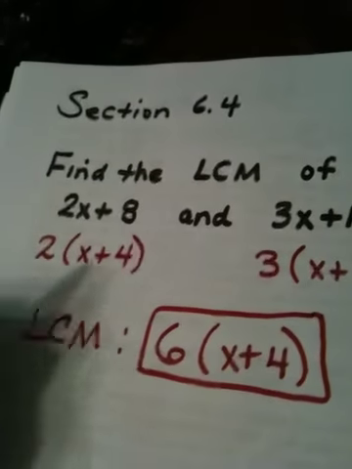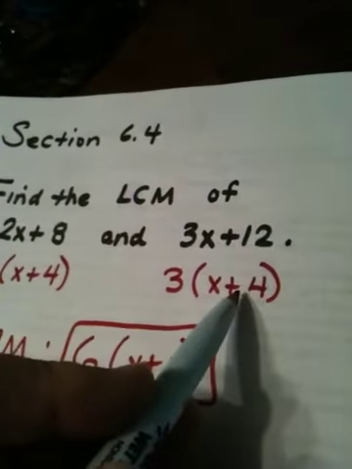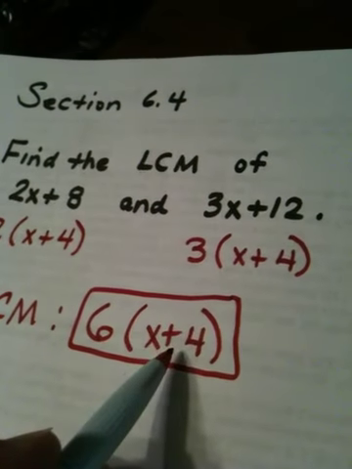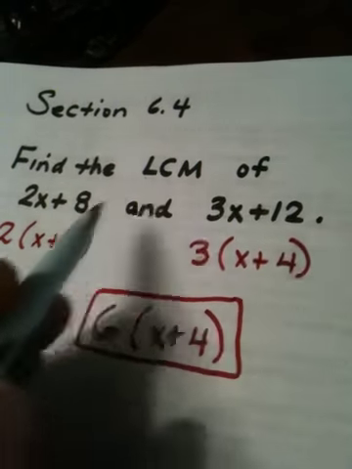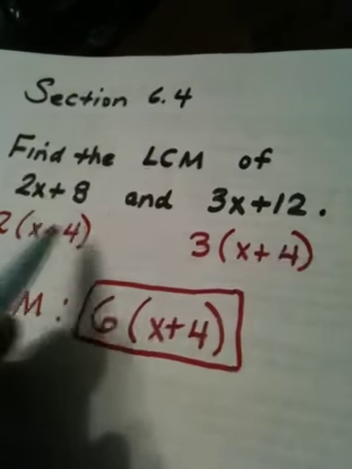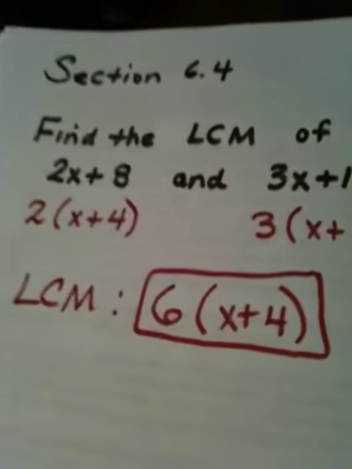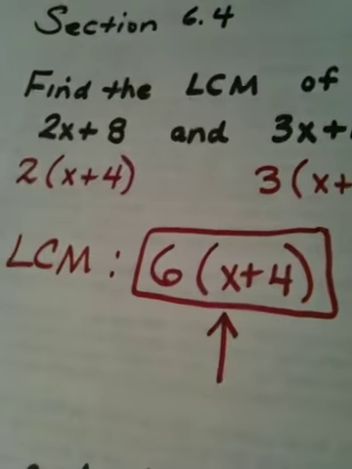Let me make a point. If this had been x plus 4 and this had been x plus 4 squared, then here it would have been x plus 4 quantity squared. You bring the highest power when it's a variable expression from any time you see it in either factorization. But in this case, that is my answer.